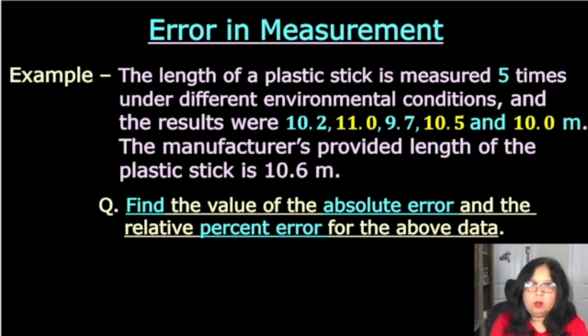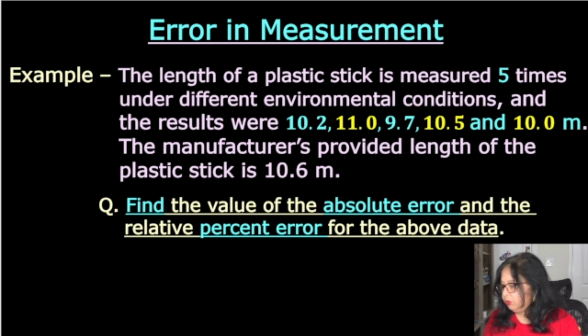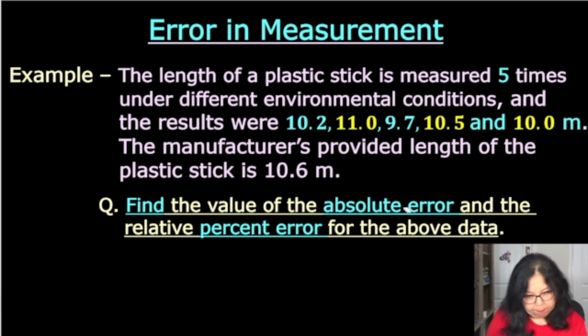Moving on to our next problem. The length of a plastic stick is measured 5 times under different environmental conditions, and the results were 10.2, 11.0, 9.7, 10.5, and 10.0 meters. And the manufacturer's provided length of the plastic stick is 10.6 meters. Alright, we're asked to find the absolute error, and here it should really say absolute mean error, of the data and the relative percent error for the above data.